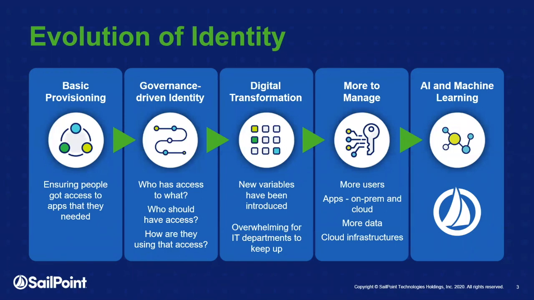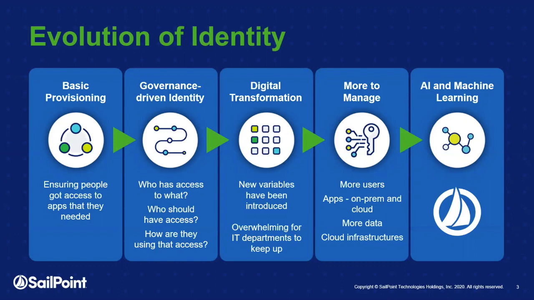Now, digital transformation has introduced so many new variables that it has become almost overwhelming for IT departments to keep up. These new variables include more user types, such as employees, contractors, vendors, partners, and more apps. More sensitive data is being stored across on-prem and cloud storage repositories, and now there is the explosion of cloud infrastructure, such as AWS, Azure, and GCP. There's never been a more critical time for organizations to rethink what identity can do for them.